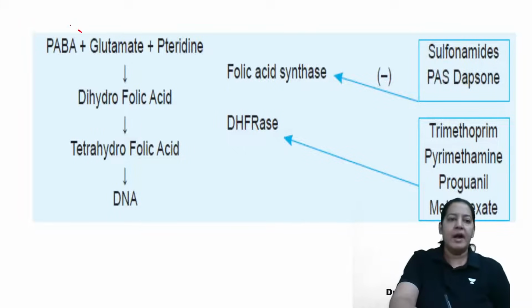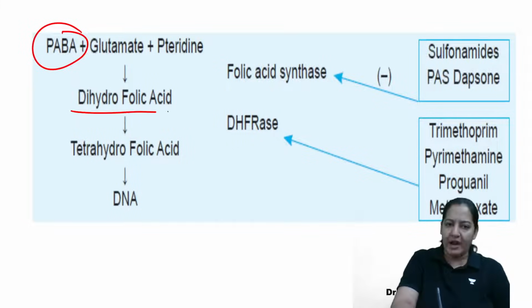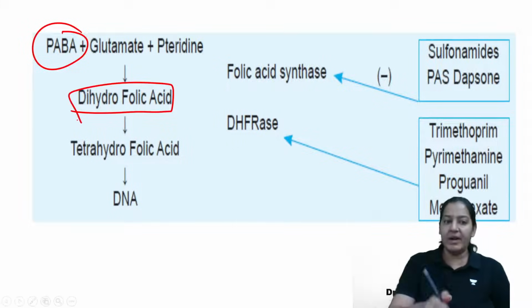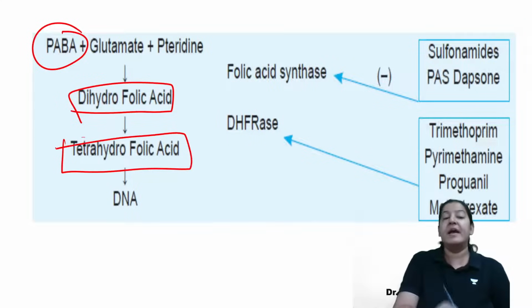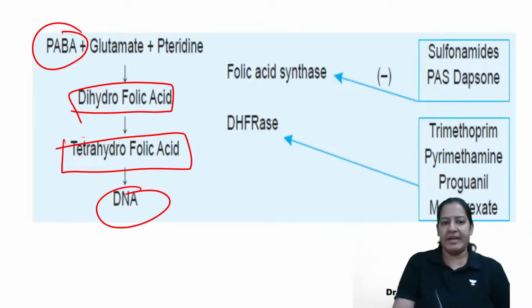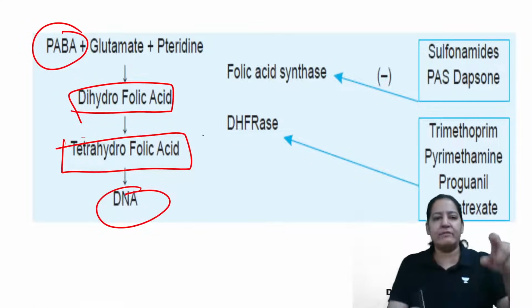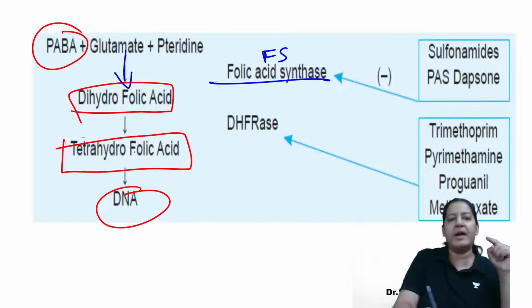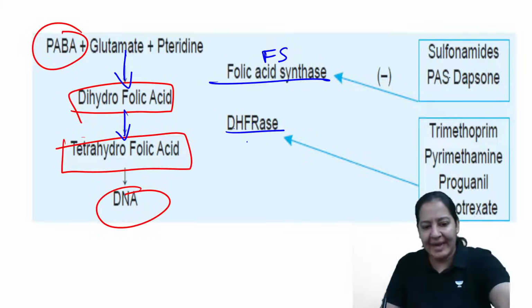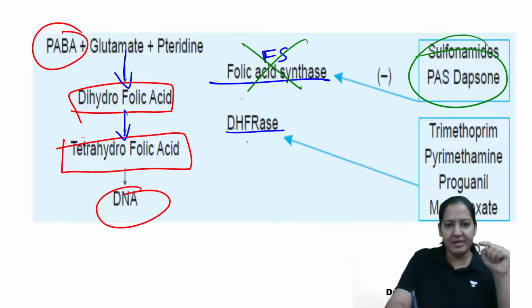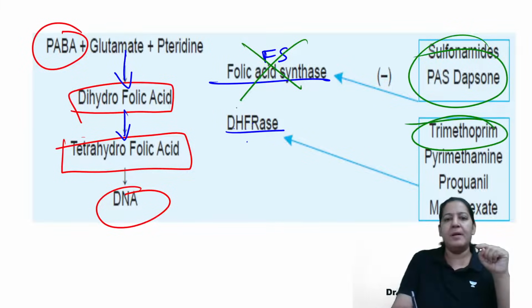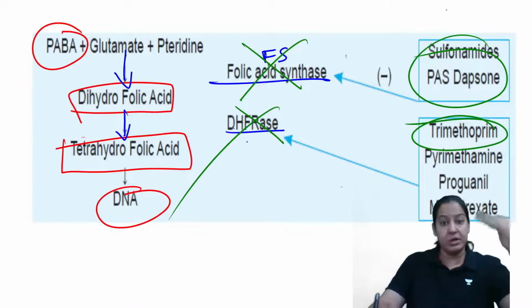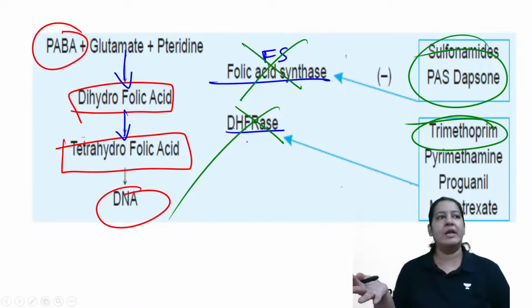The same thing is written here also. PABA gets converted into dihydrofolic acid. Dihydrofolic acid is converted into tetrahydrofolic acid. And tetrahydrofolic acid is required for DNA. So two enzymes are required for this conversion. For the first conversion, folate synthetase is required. And for the second conversion, dihydrofolate reductase is required. Sulfonamide inhibits this enzyme, and trimethoprim inhibits this enzyme. That's why they are used in combination, and the combination is known as cotrimoxazole.